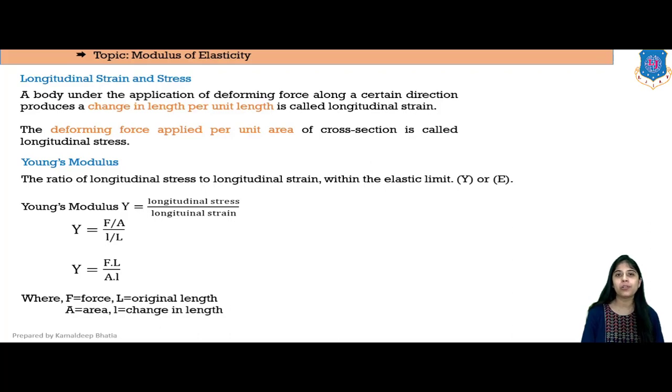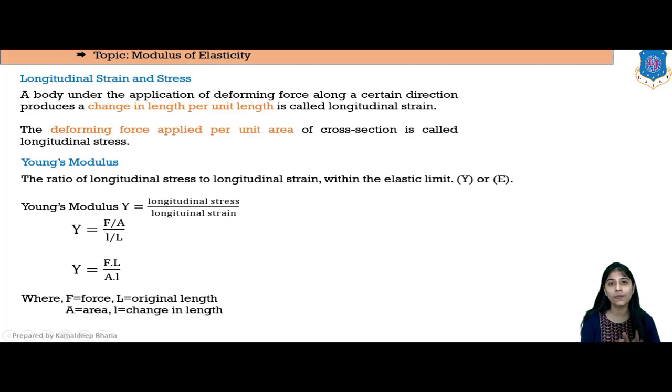So Young's modulus capital Y can be expressed mathematically as F upon A whole divided by small l by capital L, giving us the expression of Young's modulus as F into capital L upon area into small l. Remember, capital L represents the original length and small l represents the change in length. This relation holds good for both extensive stresses and compressive stresses.